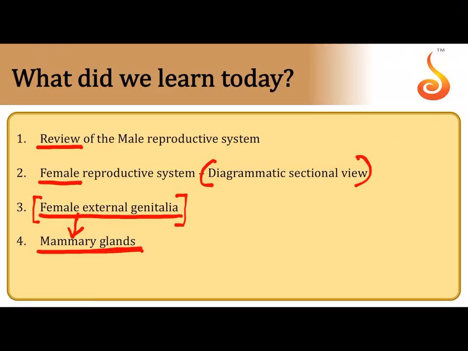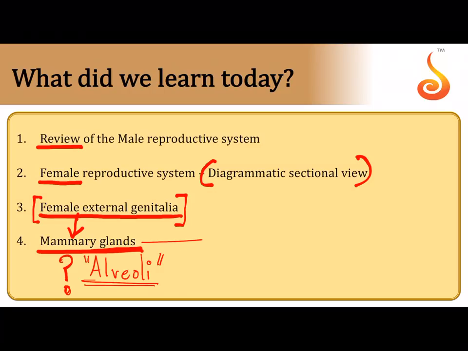I also helped you draw a simplified diagram of the mammary gland to just make sure that you understood the organization of where the milk is secreted. Can you answer this question? Where is the milk production happening in the mammary gland? Yes, you're right. What is it called? Alveoli. It is within the alveoli where milk production happens.